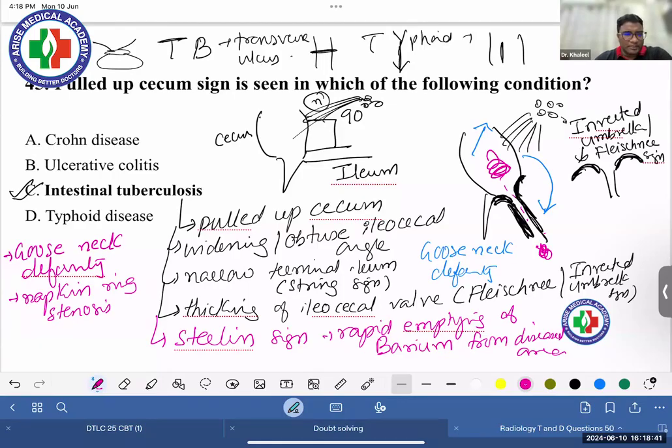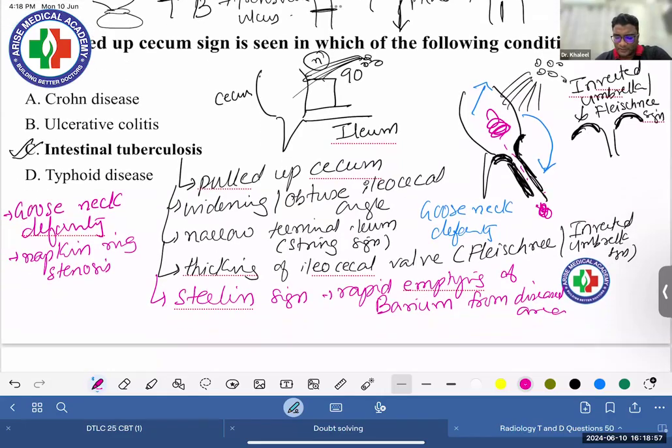The most common solid organ that is damaged in blunt trauma abdomen is spleen, right? You can rectify it with your surgery faculty, but that is what I remember. Spleen. Is this clear? It is ileocecal tuberculosis, correct, all of you? Fine. Let's come to the next one.